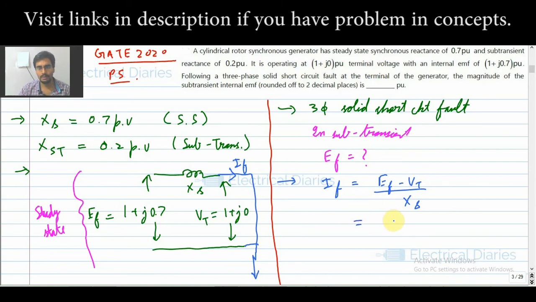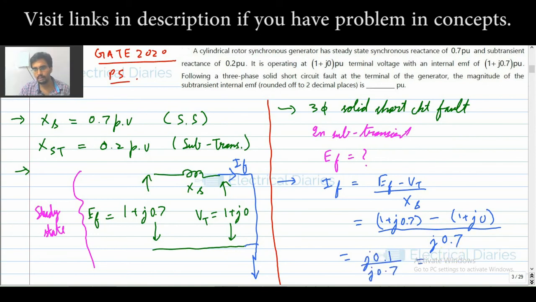So IF equals EF minus VT by XS. EF is 1 plus j0.7, minus VT, which is 1 plus j0, divided by XS, which is j0.7. Don't forget this j. On solving this, you get j0.7 divided by j0.7, that is 1 per unit. So that is your IF, 1 per unit.